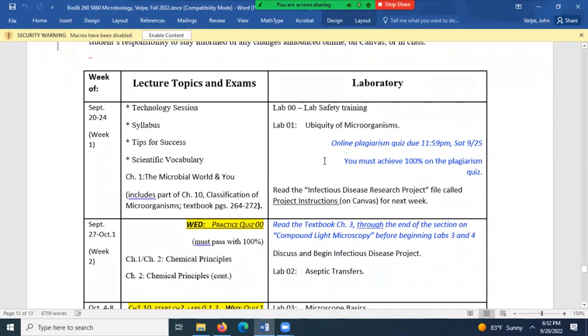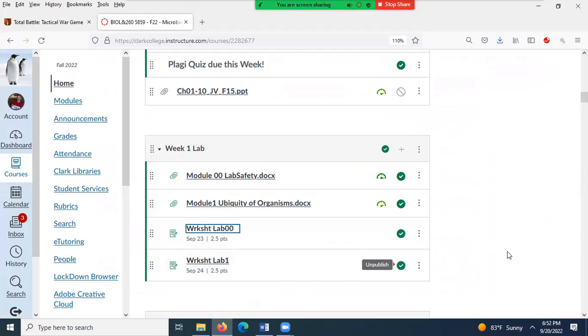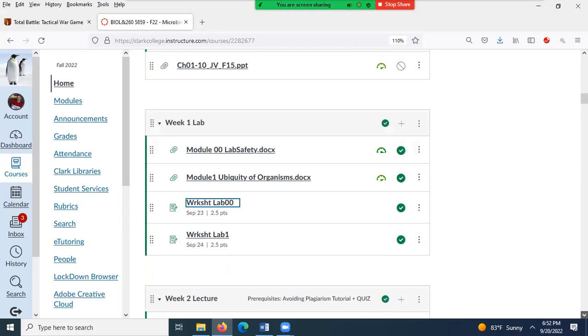That's it for the syllabus for the lab. Let me state that we're going to do one lab today. Lab 00 is going to cover lab safety training. You need to read the infectious disease research project file, which you can find in Canvas. You need to have that read by next week because we're going to talk about the infectious disease research project next week.